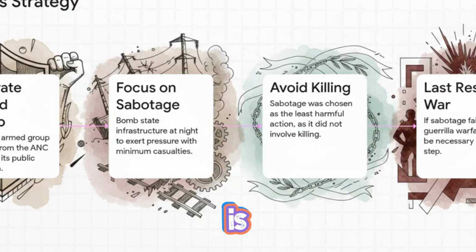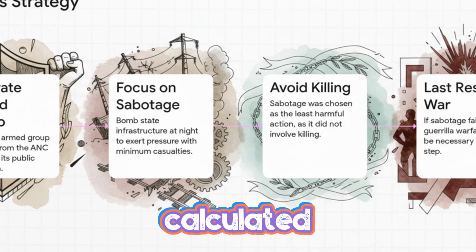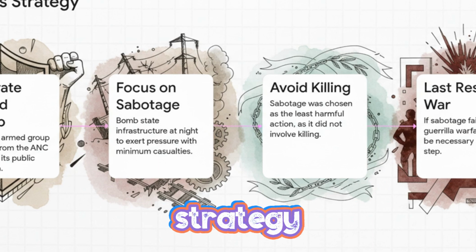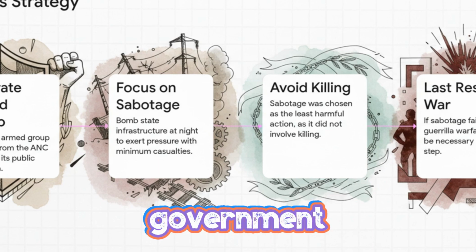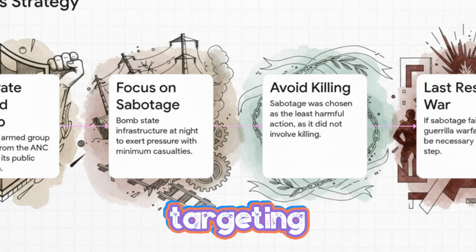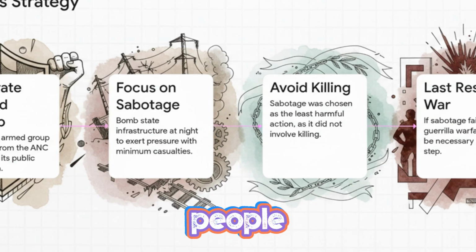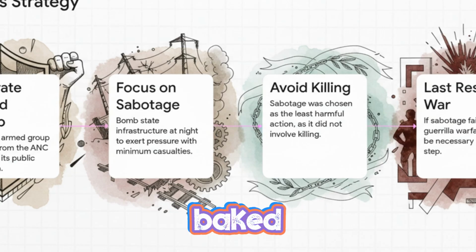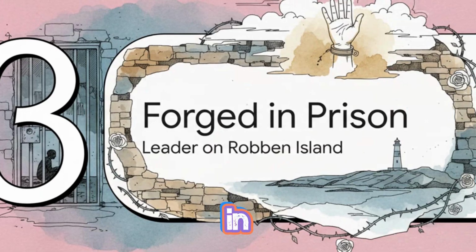But, and this is so important, this wasn't just a chaotic lashing out. The move to violence was very calculated. You can see the steps here. The initial strategy for MK was designed to hit the government where it hurt, economically, by targeting infrastructure, not people. Why? Because even then, even as they were taking up arms, the hope for future reconciliation was baked right into the plan.